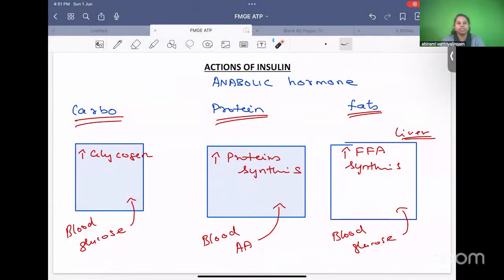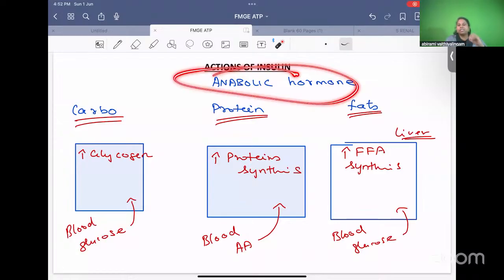Yes. Insulin. What are the actions of insulin? How will we remember actions of insulin? Insulin is an anabolic hormone. Anabolic means building up hormone. It will increase all the storage forms. Just remember, insulin is anabolic.